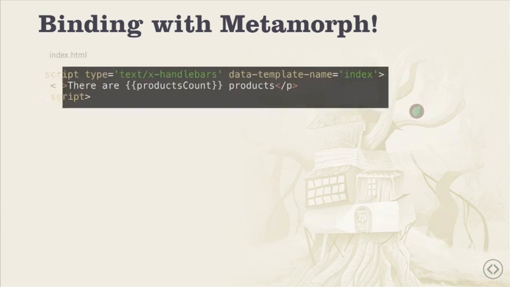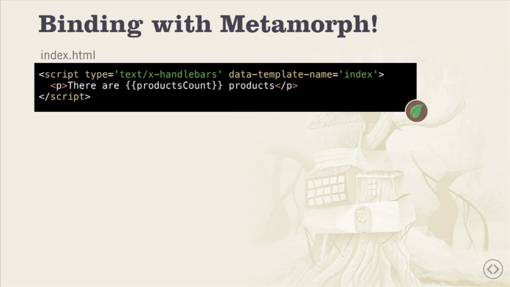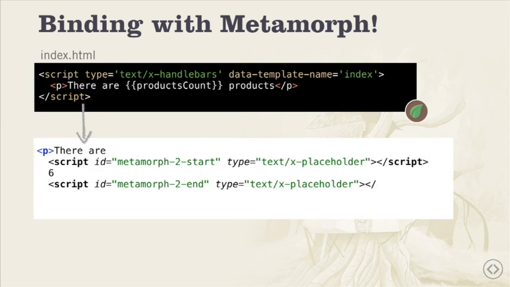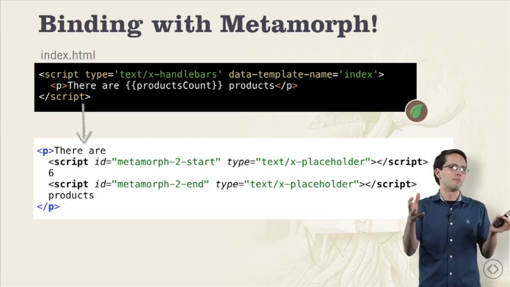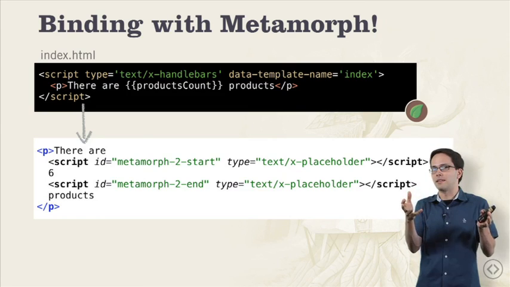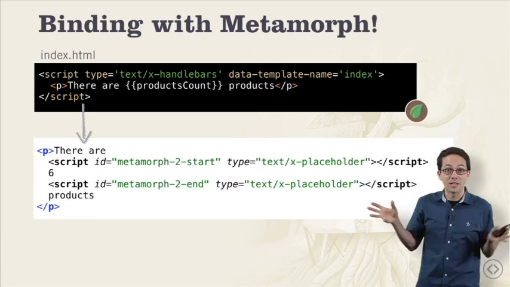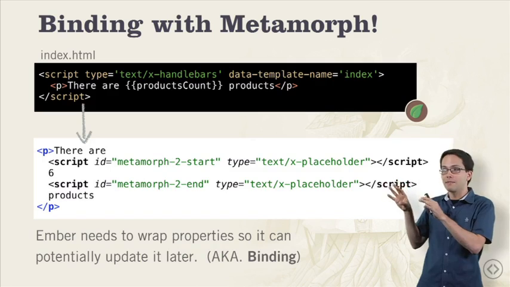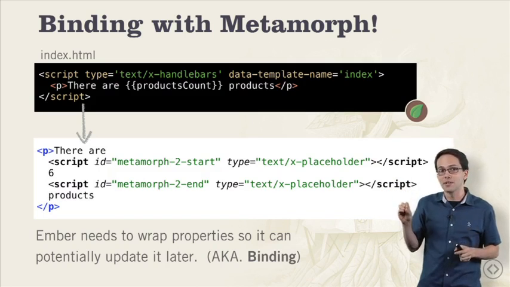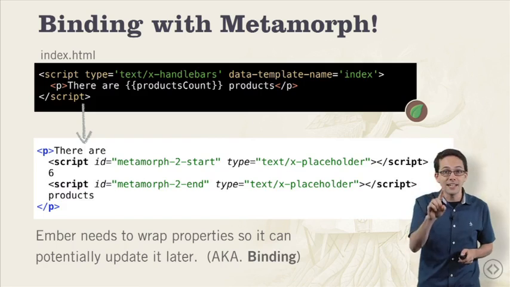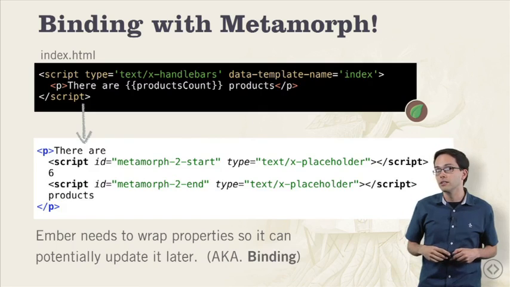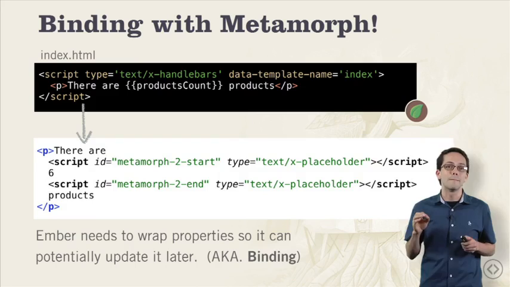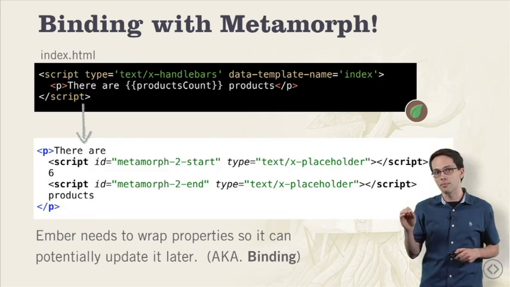If we open this up in our browser and inspect the code, we're going to see something like this. Our value, you can see here, is wrapped in a script tag with an ID of metamorph. What is that metamorph? It sounds like something out of X-Men. Is it going to morph into something? I don't know. Well, it turns out that Ember uses this sort of script tag metamorph to keep tabs on properties in your templates in case it needs to update them later. There's another term for this. It's called binding. It's binding the properties.